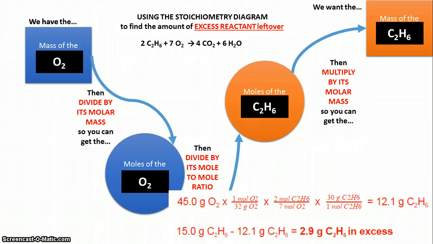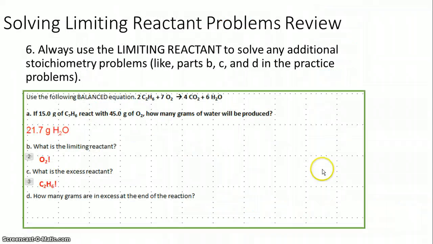Here's the math. So we use 12.1 grams of C2H6 when we burn 45 grams of O2. To find out how many are left over, we write down how many grams of C2H6 we started with, 15, subtract the amount of grams we used, 12.1, and our leftovers are 2.9 grams. Okay, and that's how you use that stoichiometry diagram to help you solve limiting reactant problems.